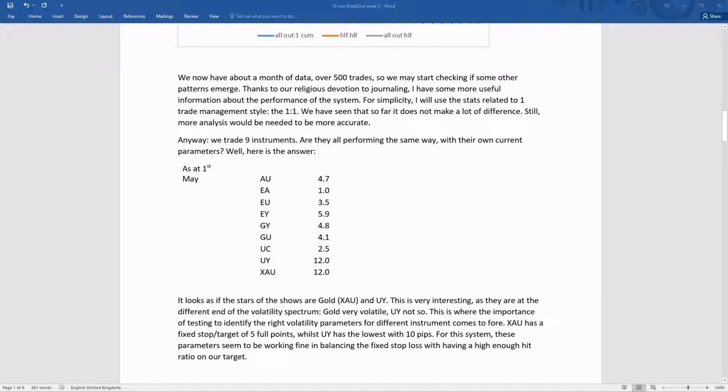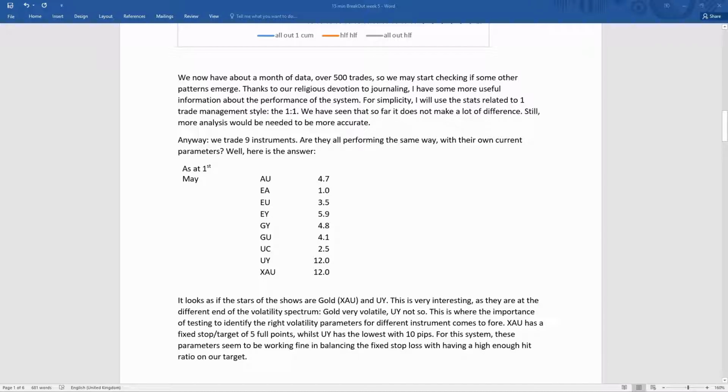Why is it important? Because you have all sorts of information. The more you write down, the more you understand about yourself and about the system. I can't tell you about myself from these numbers, but I can tell you about the system. Now, we have over 500 trades so far. We have over a month of data, and it's still early days, but we can see some patterns are emerging.